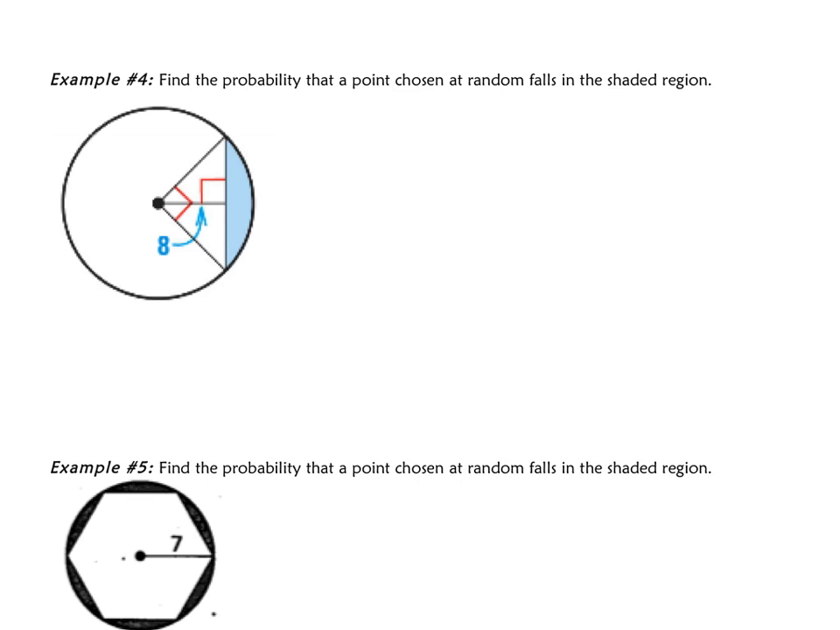For example 4 here, we again want to find the probability that a point at random is going to fall in the shaded region. So because we want the probability of the point being in the shaded region, we have to find the area of the shaded region and divide that by the total area.